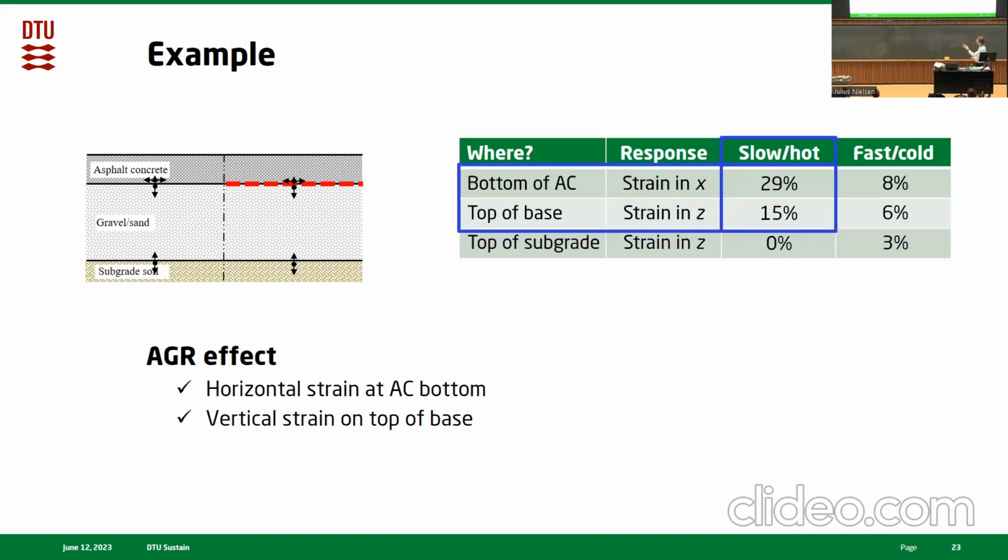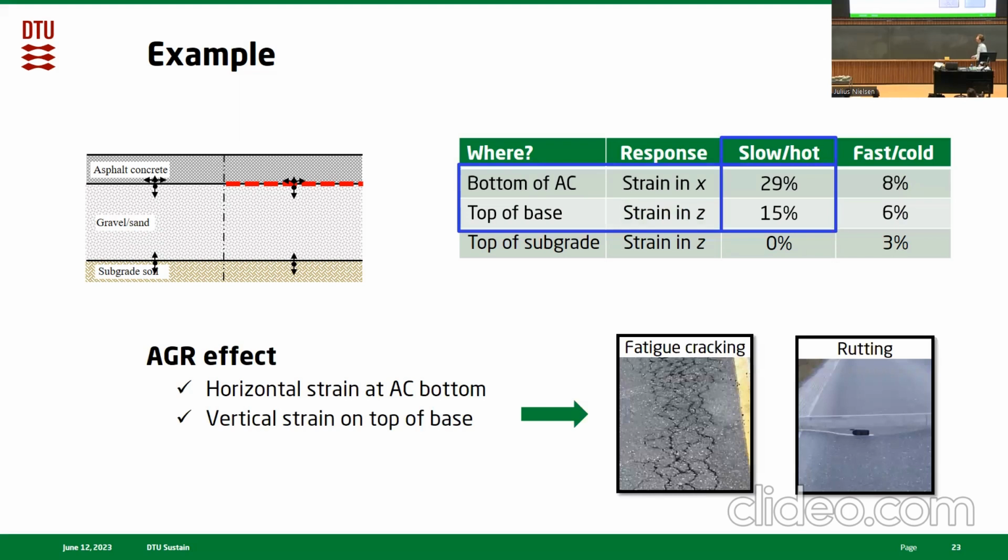So there are some conclusions we can take from this synthetic study, I would call it. We see that the grid has an effect on horizontal strains at the asphalt bottom, and also an effect on vertical strains on top of the base. These are of course somehow linked to fatigue cracking and rutting, and suggest that the grids have an effect on these. Also, it shows that the grid effects are higher where we have slow moving loads and high temperature in our asphalt.